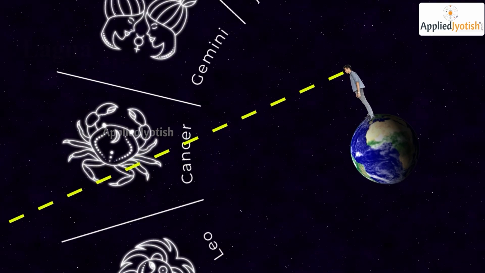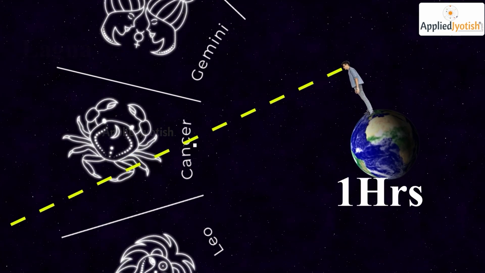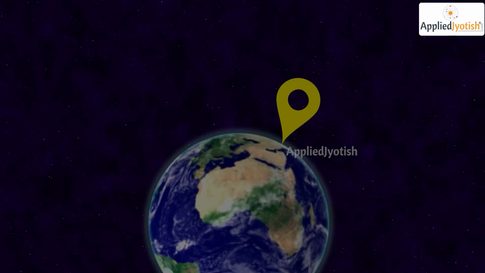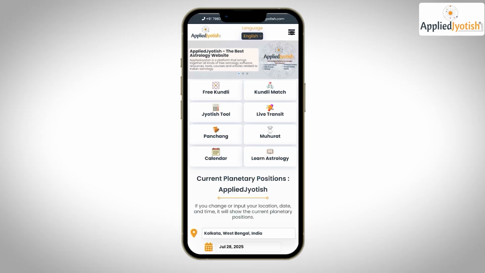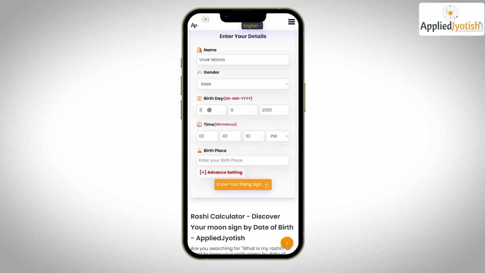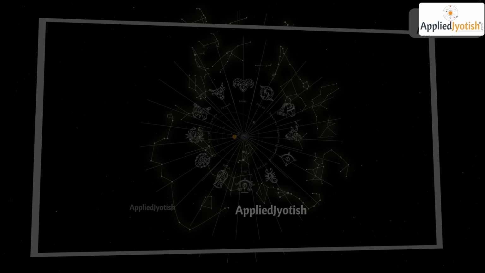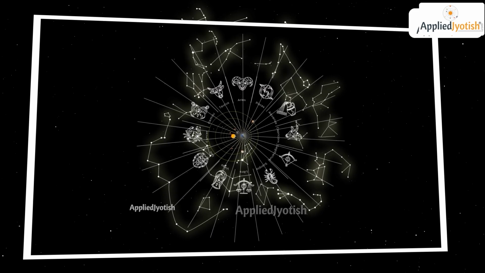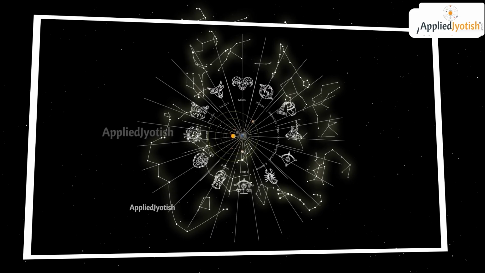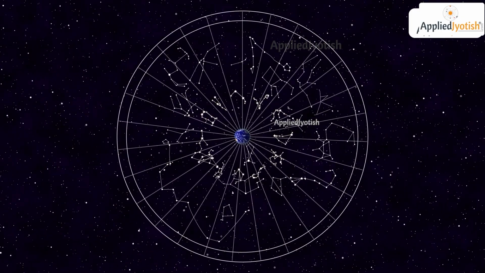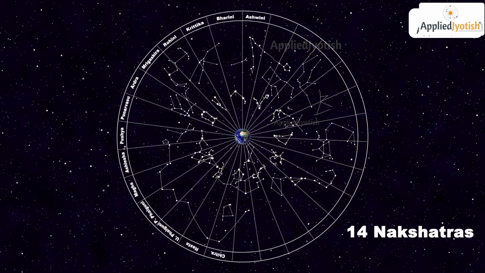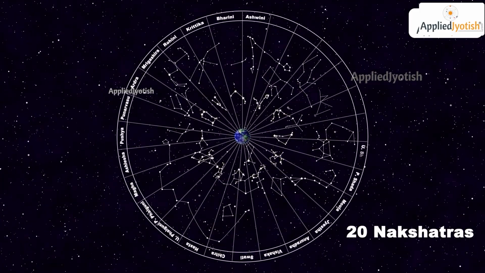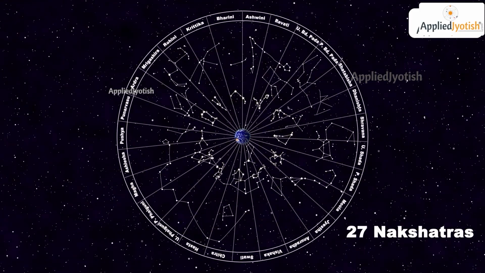Through the animation in this class, we have learned what Lagna or rising sign is, why it changes with location, and how to calculate the Lagna using the AppliedJyotish rising sign calculator. In the next class, through animation, we will learn what nakshatra is, which aspect of our life it influences, and gain a detailed understanding of the 27 nakshatras in Vedic astrology, including how to determine your birth nakshatra.